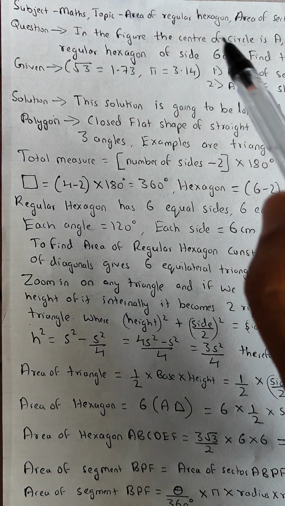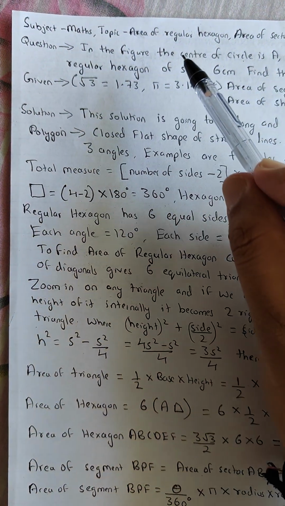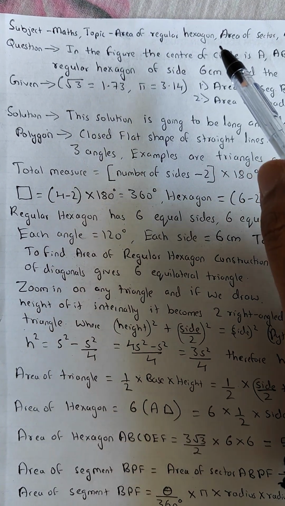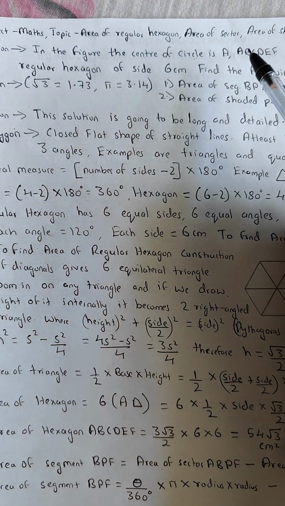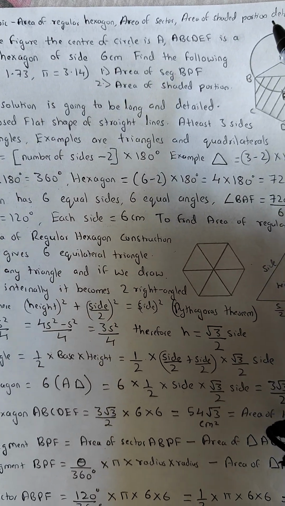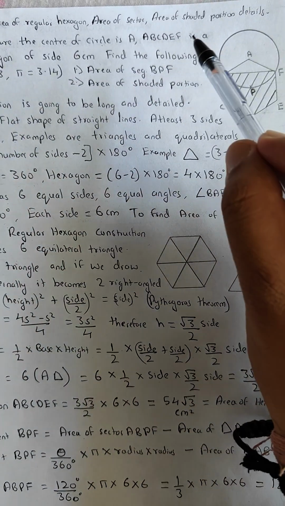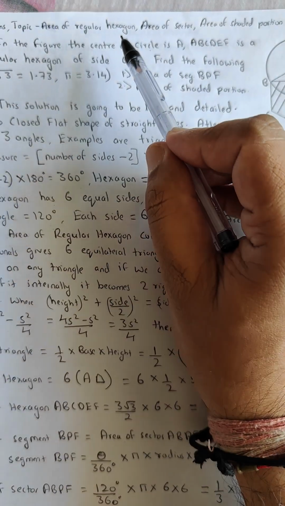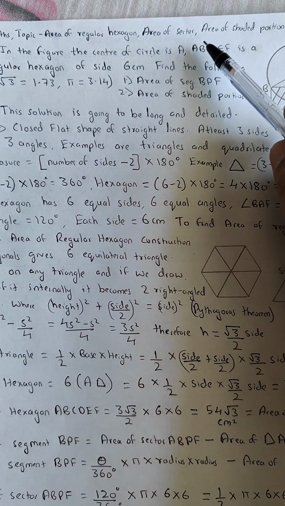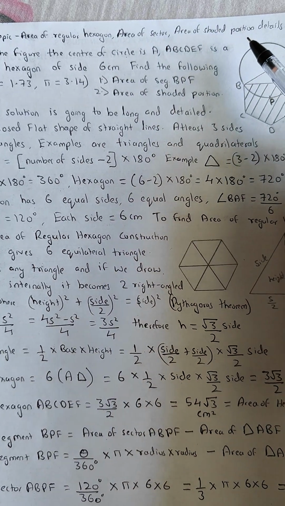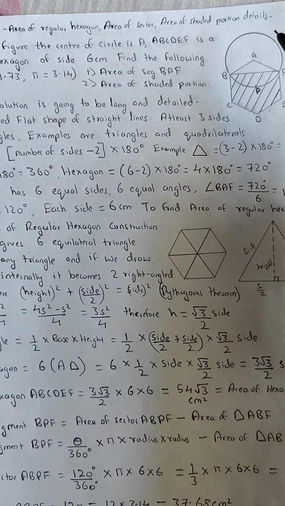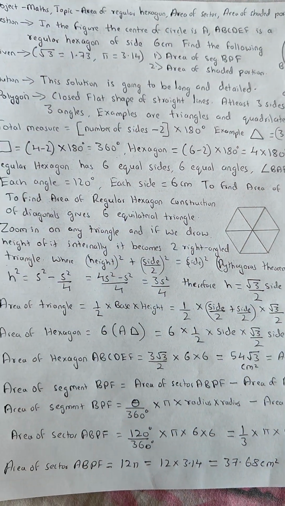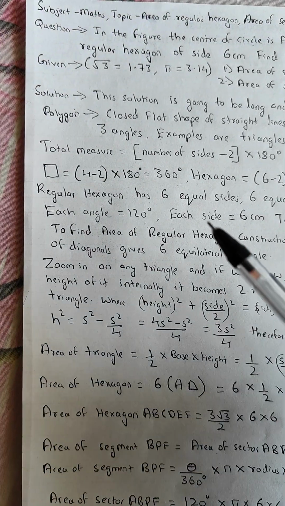The very first thing is the subject: maths. The topic is area of regular hexagon, area of sector, and area of shaded portion. Why have I given this heading? Because in this question we will be dealing with a regular hexagon, the area of a sector, and the area of a shaded portion. Lots of detailing will be there. First, focus on what's given in the question.